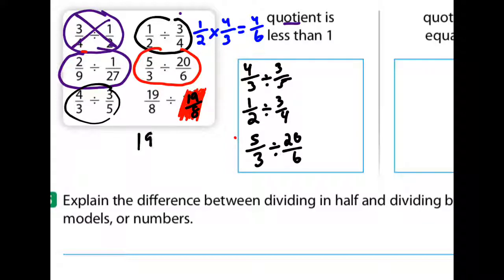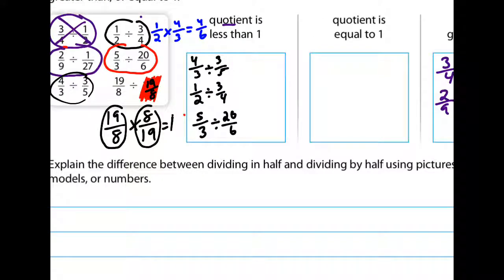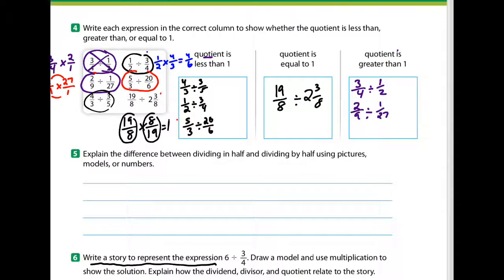And if I do 19/8 times 8/19, anytime you multiply a number by its reciprocal, you will always get 1. So that one, ladies and gentlemen, without even solving it, because that would be a pain in the butt, is exactly equal to 1. 19/8 divided by 2 3/8. So here's my question. Did you get all those? Interesting.